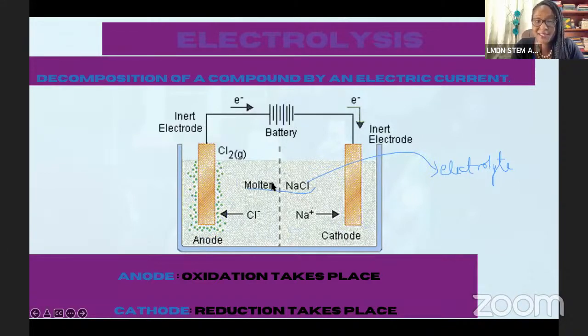So it's in a molten state here, so the charged particles are mobile. You see we have our sodium ion that came from here, and we have our chloride ion that came from here. Now this sodium ion is a positively charged ion. It's also what we call a cation, right? Give me your thumbs up as we're working through this so I know that nobody's getting left behind.